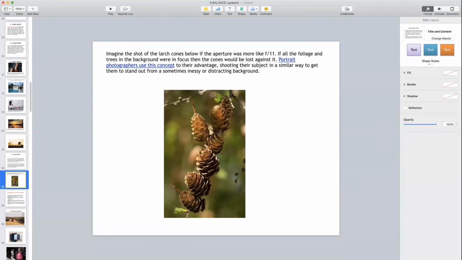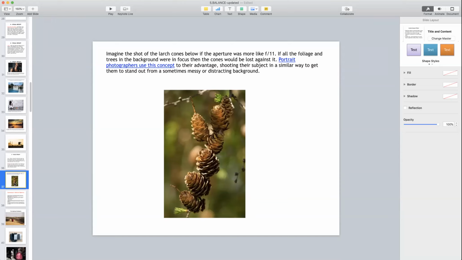And look at this photograph, for example. Now imagine the shot below if the aperture was more like f11. That means the depth of field would be much greater, and the background would not be blurred. If all the foliage and trees in the background were in focus, then the cones would be lost against it. Portrait photographers use this concept to their advantage, shooting their subject in a similar way to make them stand out from sometimes messy or distracting backgrounds. So if the background is not of interest, you can blur it out and your subject will be in focus.